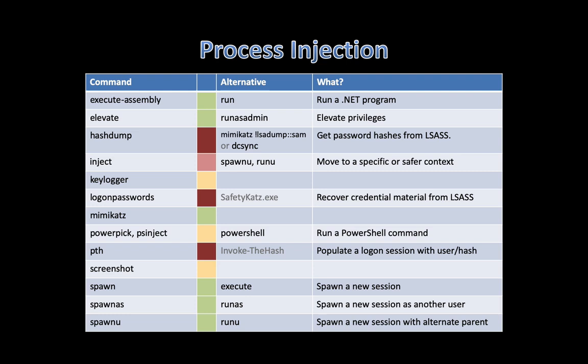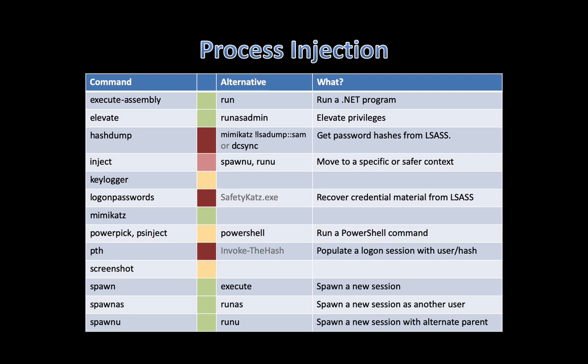And you may ask, why? Why do we need to have alternatives? Why do we do process injection? Well, process injection is an evasion.